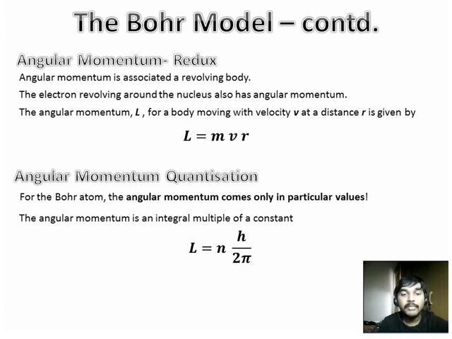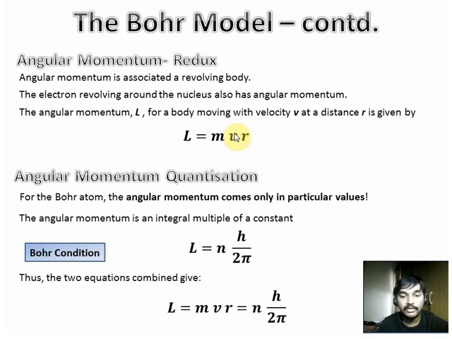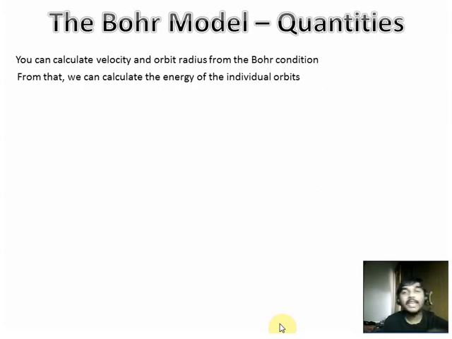So if you combine this equation with this equation, you simply get the following equation. This is called the Bohr condition. The Bohr condition basically tells you that the angular momentum is quantized and mvr is equal to n times h by 2 pi. Now this model is pretty nice, and it explains a lot of things qualitatively, but does it explain anything quantitatively? Can you calculate things?